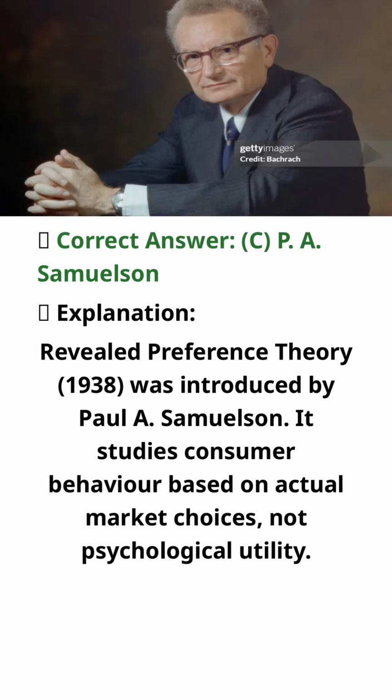Revealed preference theory, introduced in 1938, was developed by Paul A. Samuelson. This theory focuses on understanding consumer behavior by analyzing actual market choices rather than relying on psychological utility. Essentially, it looks at what consumers actually choose when faced with different options, which helps us understand their preferences more reliably. This approach shifts the focus from what people say they want to what they actually choose in real-world situations.